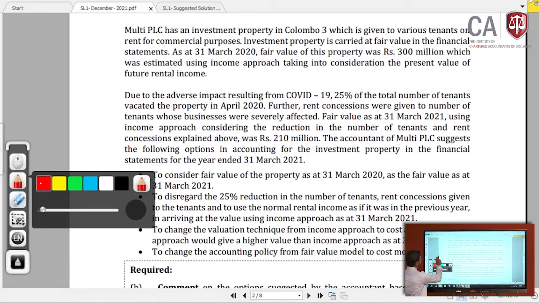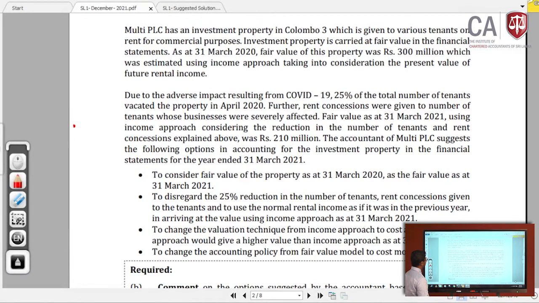Okay, students, we are going to part B. We'll read. Multi PLC has investment property. Seems like we are having LKAS 40 in our hands. Investment property in Colombo 3, which is given to various tenants on rent for commercial purposes. Investment property is carried at fair value. So basically they are using the fair value model. As you know, we can use the cost model or the fair value model. They have selected to use the fair value model.